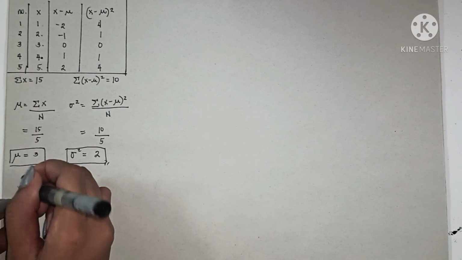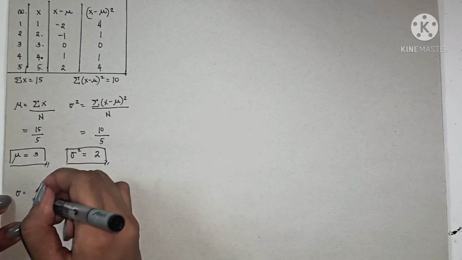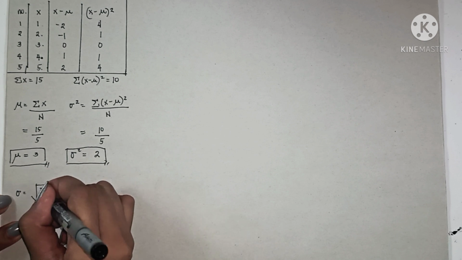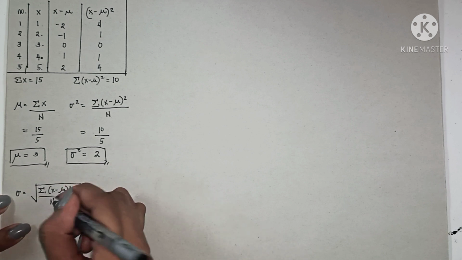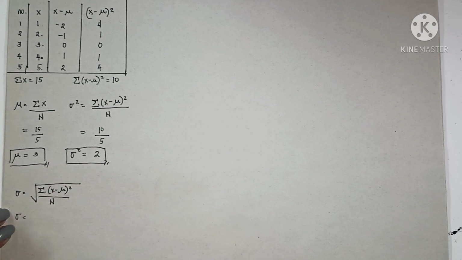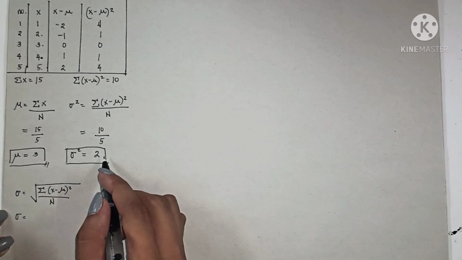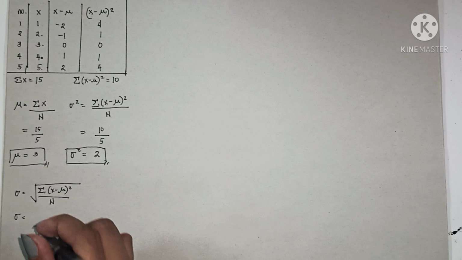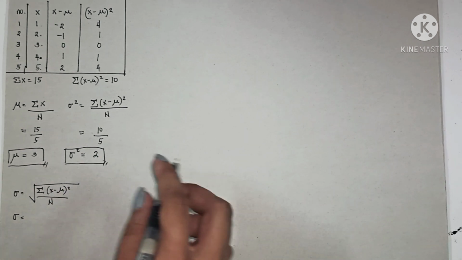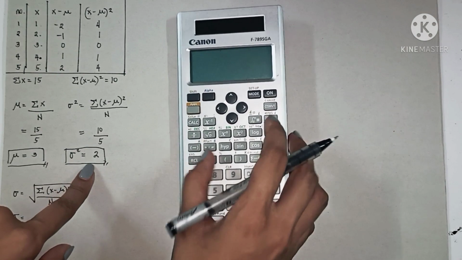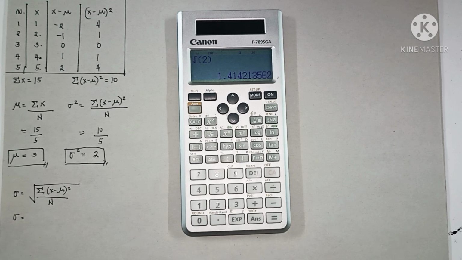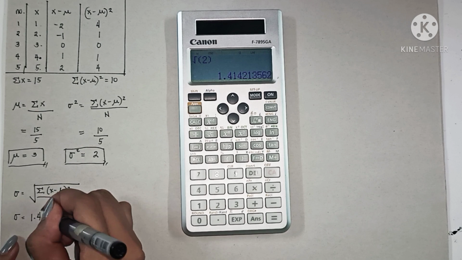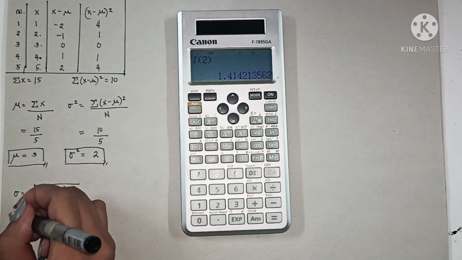Okay, so for the standard deviation, sigma is equal to the square root of, formula natin, x minus mu squared over n. So just simply get the square root of 2. Kunin mo lang yung square root ng ating variance. Ang variance natin na nakuha natin is 2. Okay, so kunin ang square root of 2. And that is equal to 1.41.